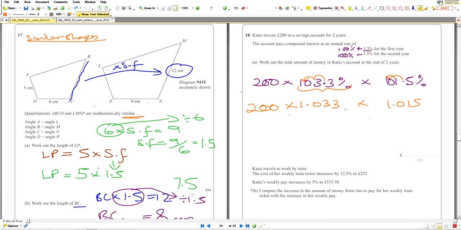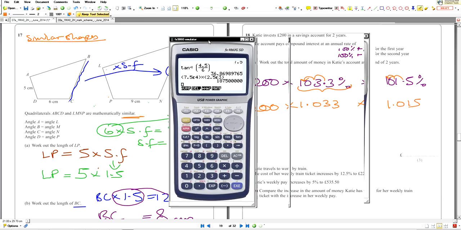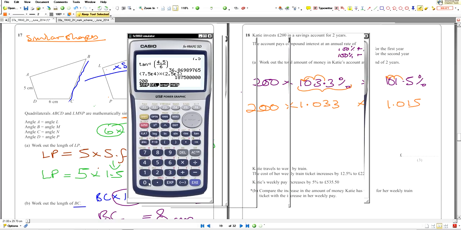This is one of the more efficient ways of doing it. So we got 200. We get a calculator and we do the calculation. 200 times 1.033, then times 1.015. Okay, what do we get, folks? 209.699.